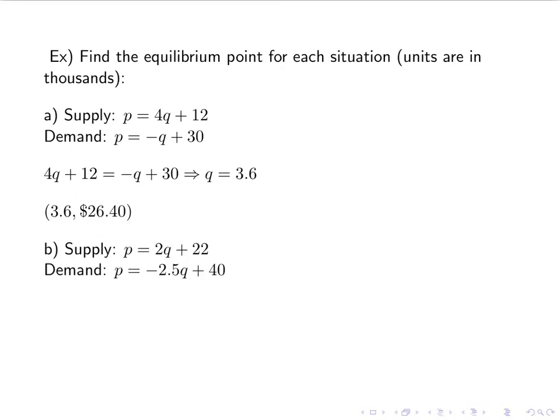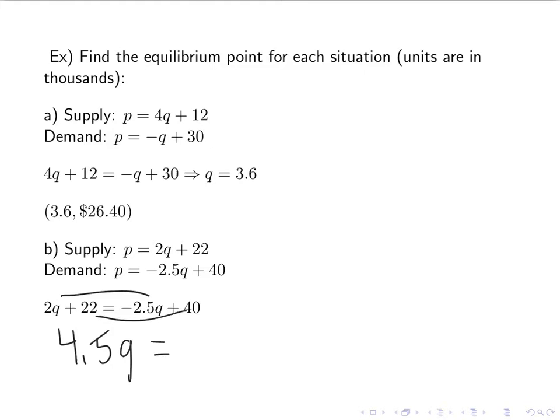Let's try another one. Supply is P equals 2Q plus 22. Demand is P equals negative 2.5Q plus 40. And again, we'll set them equal to each other and then solve. I want to put all my Q's on one side, all my constants on the other. If I add 2.5Q over, I have 4.5Q equals, subtract 22 to the other side, 18. Divide both sides by 4.5, and I should get a really nice 4.